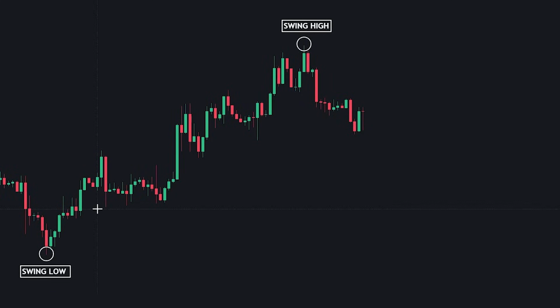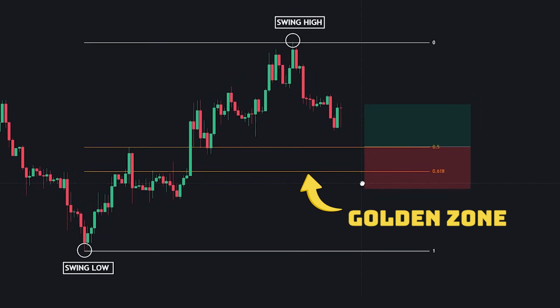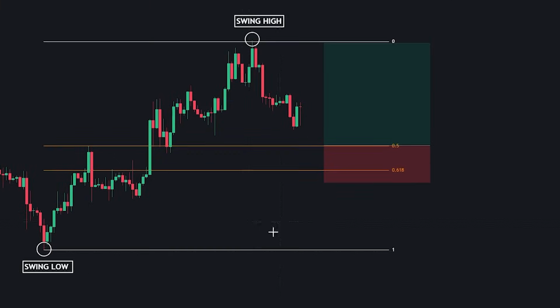You've probably heard it 1,000 times. The Fibonacci golden zone is the ultimate tool to catch perfect reversals. But in reality, most of the time, price doesn't respect it at all.